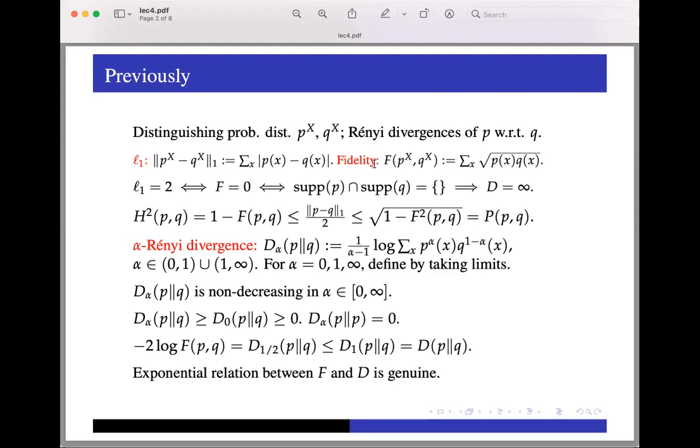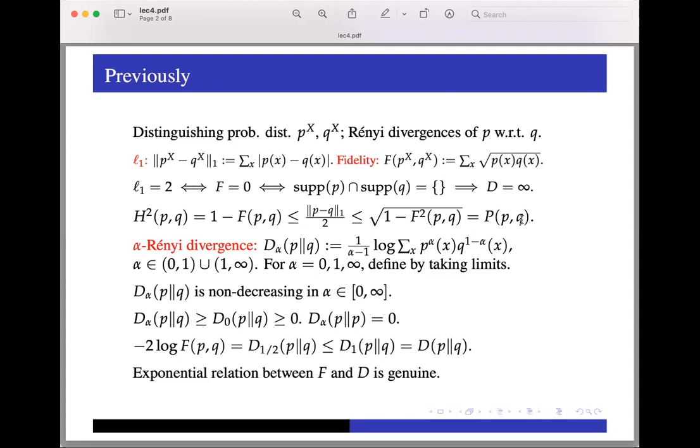Now the fidelity is not a metric. In fact, if P is equal to Q, the fidelity is 1. If P is not equal to Q, the fidelity is strictly less than 1, as you can see from the Cauchy-Schwarz inequality. So it's sort of like an inverted metric in a certain sense, but not quite. I mean, 1 minus fidelity is not a metric, but we saw certain metrics which were defined in terms of fidelity. Okay. So one was the Hellinger distance, which is defined like this.